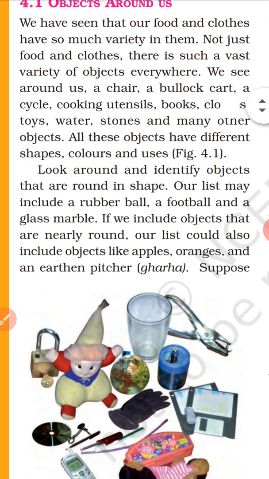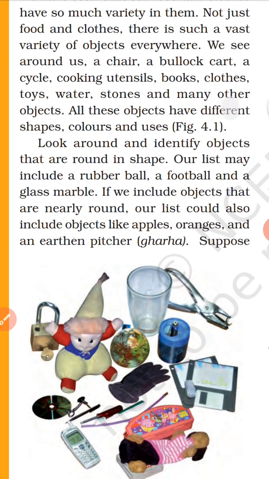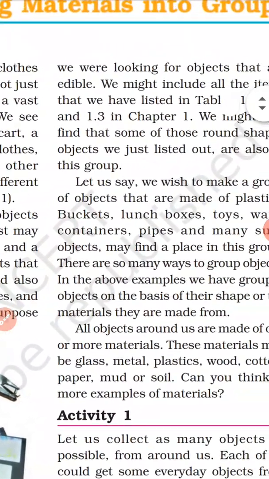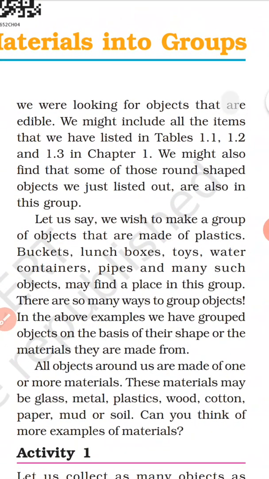Look around and identify objects that are round in shape. Our list may include a rubber ball, a football, and a glass marble. If we include objects that are nearly round, our list could also include objects like apples, oranges, and an earthen pitcher, means ghara. Suppose we were looking for objects that are edible. We might include all the items that we have listed in tables 1.1, 1.2, 1.3 in chapter 1.